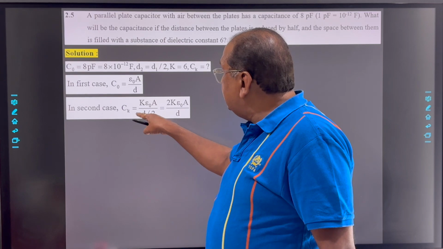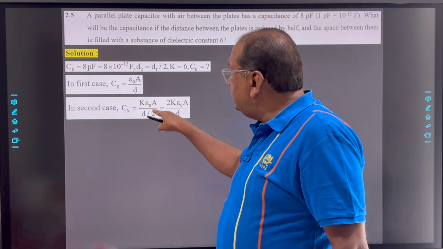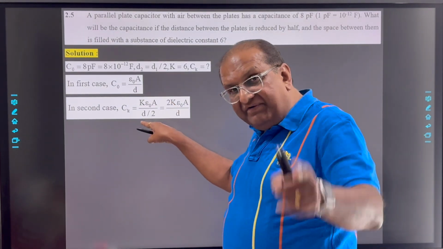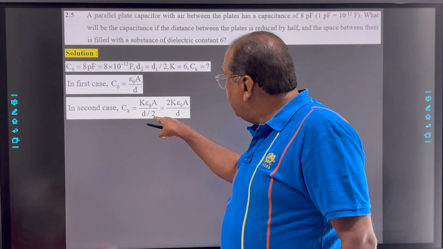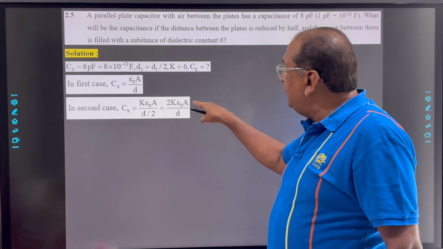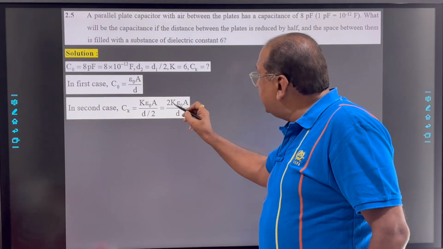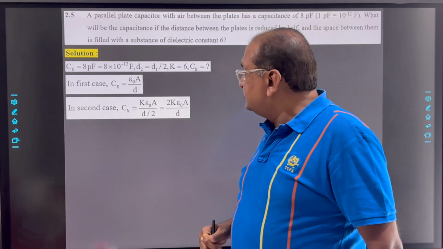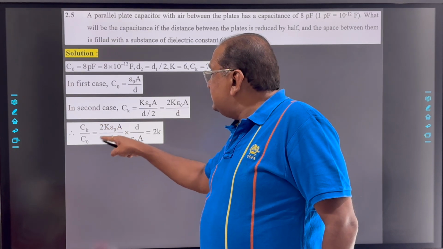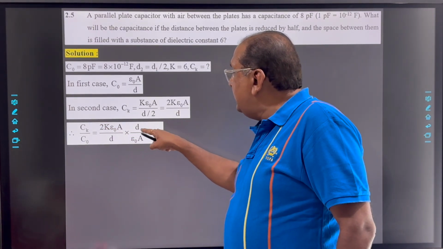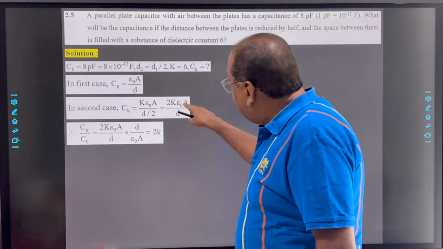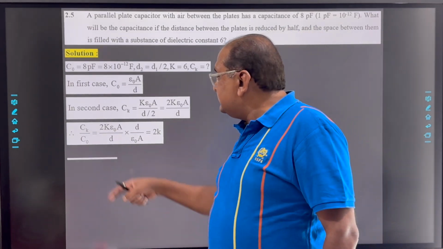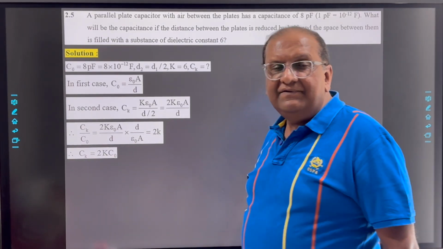So we can write Ck, that is K times epsilon 0 A upon the distance between the two plates. But now it is D by 2, so here substitute D by 2. So we can write 2K epsilon 0 A by D. But this epsilon 0 A by D is nothing but C0. So we can write Ck by C0 is 2K epsilon 0 A by D into D upon epsilon 0 A. Or directly here you can substitute C0. So you can write Ck equal to 2K C0.